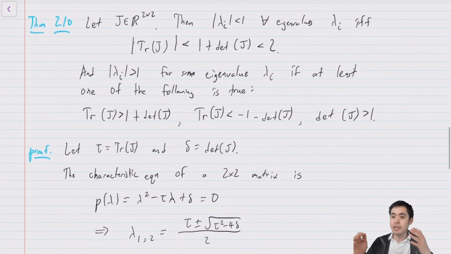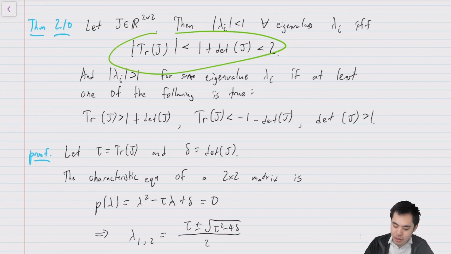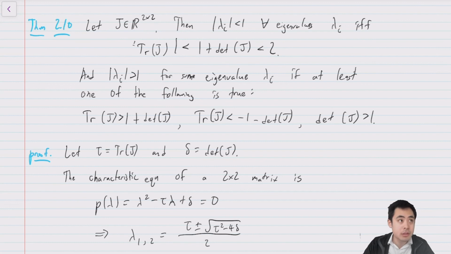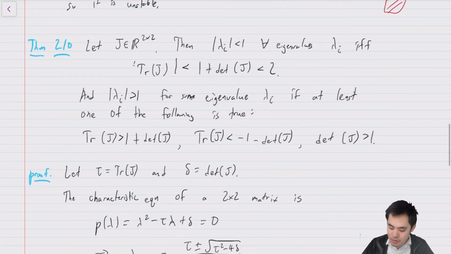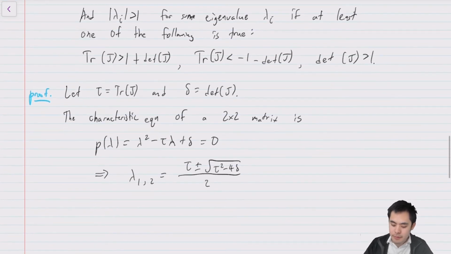Now, of course, there are several directions that we need to prove this. We need to prove the forward case: if the eigenvalues are all less than 1 in magnitude, then you get this trace condition here. And you also need to prove the backward case, where if you have this condition here, then all the eigenvalues are less than 1. So let's do this in steps.